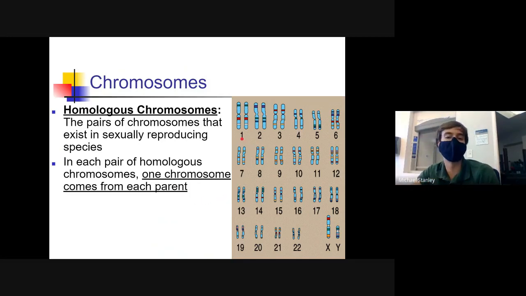So for chromosome number 1, you have a mom copy and a dad copy. For chromosome number 9, you have a mom copy and a dad copy. For chromosome number 17, you have a mom copy and a dad copy. They're the same chromosome. They might have slightly different types, slightly different forms of a gene on them, but you inherit each one from a different parent. And we call them homologous chromosomes.